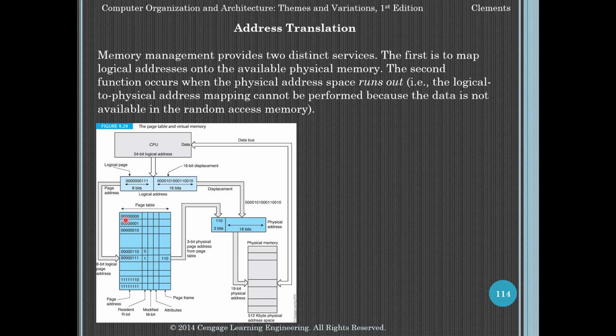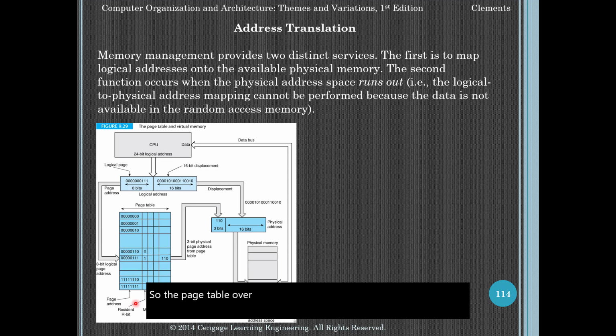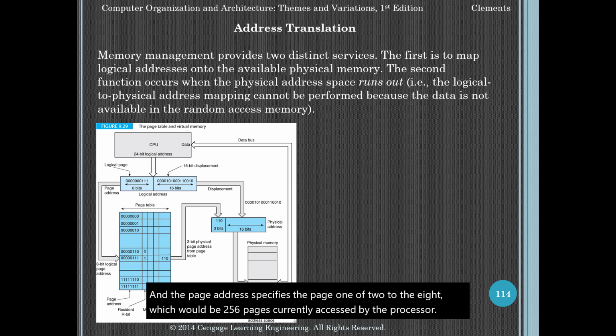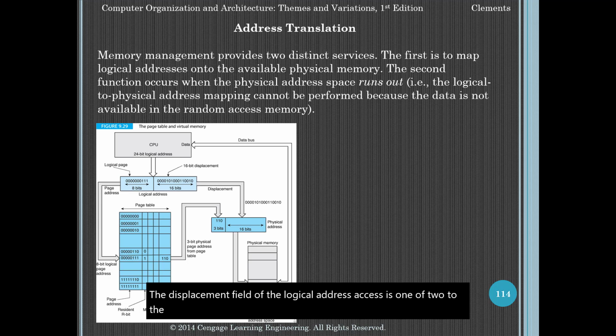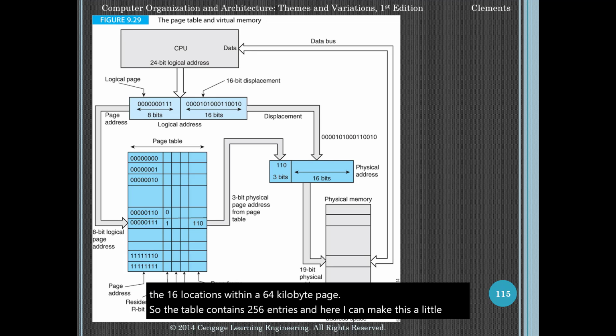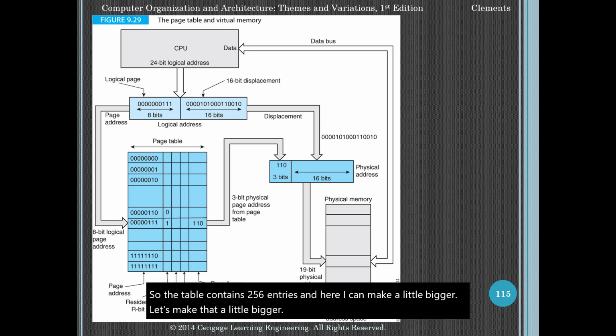So the page table over here gives us a page address, and the page address specifies the page, one of 2 to the 8, which would be 256 pages, currently accessed by the processor. The displacement field of the logical address access is one of 2 to the 16 locations within a 64 kilobyte page. So the table contains 256 entries, and here I can make this a little bigger. The page table contains 256 entries, one for each logical page.